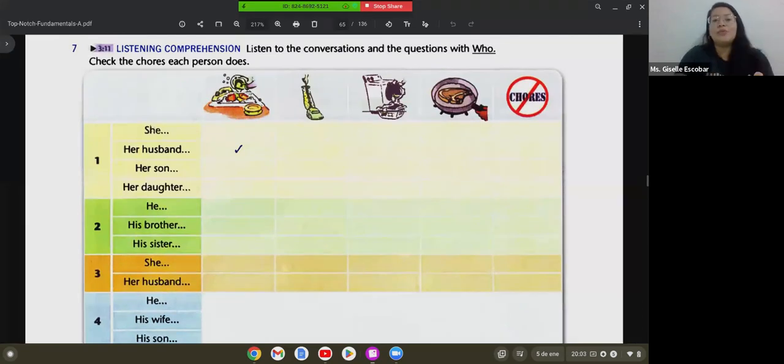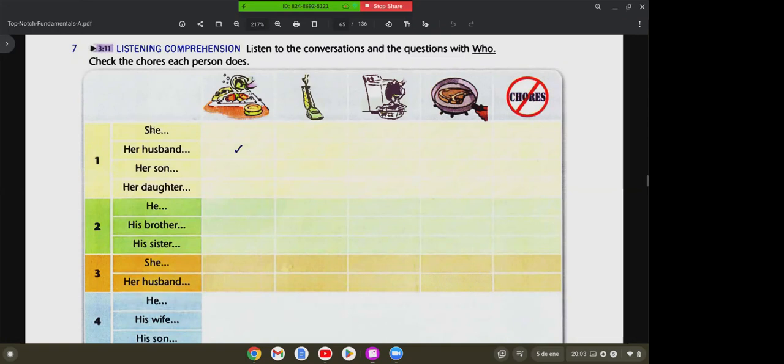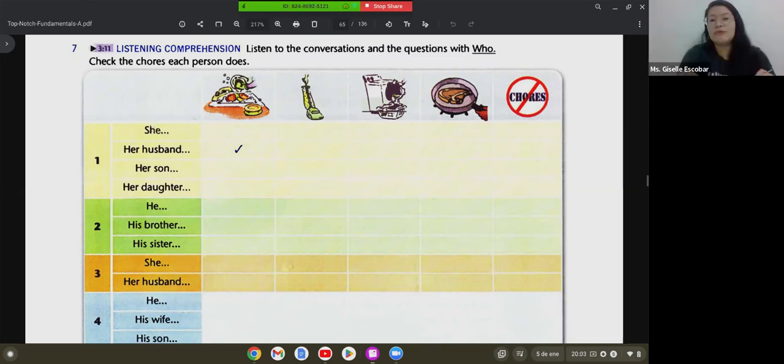So in this part, we have a listening comprehension that says, listen to the conversation and the questions with who. Check the chores each person does. ¿Alguno de ustedes ha impreso el libro? ¿O todos lo tienen en PDF? Yo lo tengo impreso. Yes, in PDF. Okay, so most of you do have it in PDF.